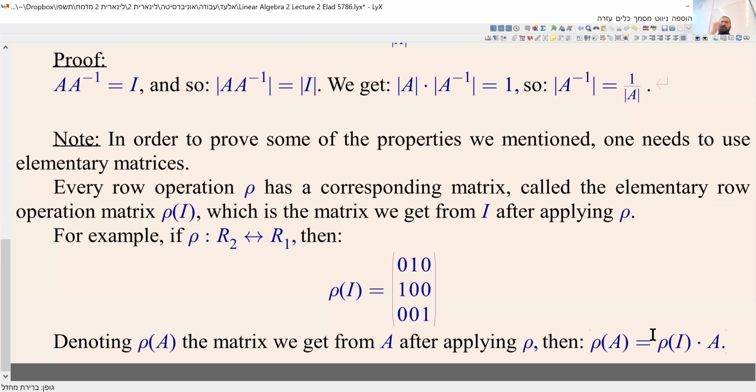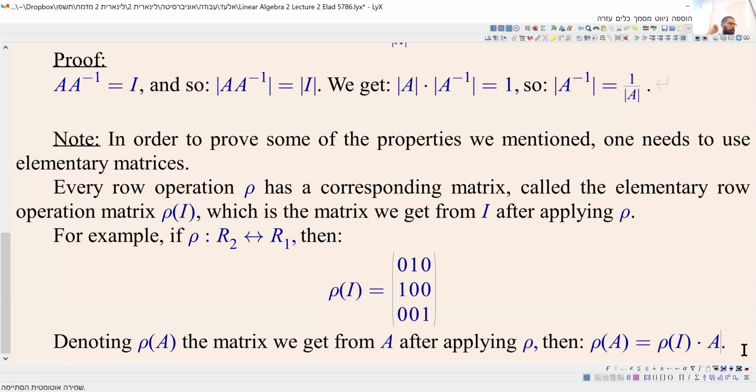So you probably saw it when it comes to proving statements about invertible matrices, for example. As I mentioned here in the note, in order to prove some of the properties we mentioned, one needs to use the elementary matrices. I'm not going to go back and prove one of these statements or properties with the elementary row operation matrices. I do want to state a new property of the determinant and to prove it with the elementary matrices.